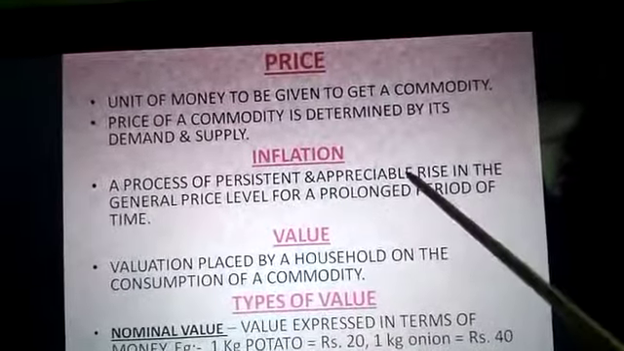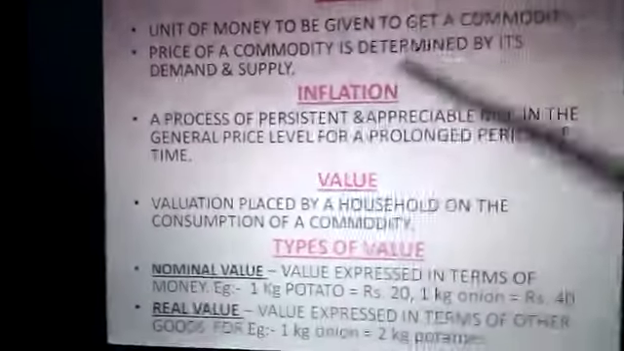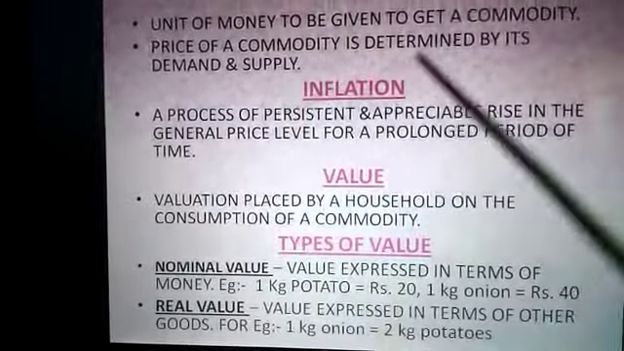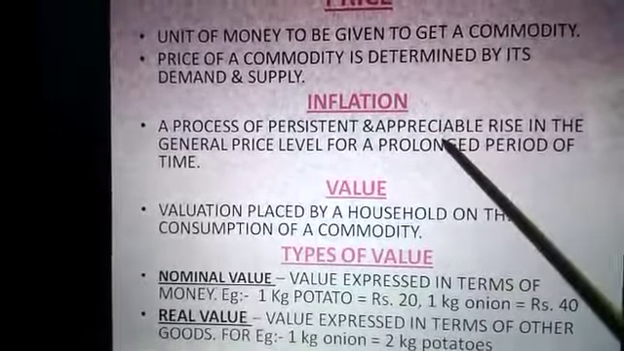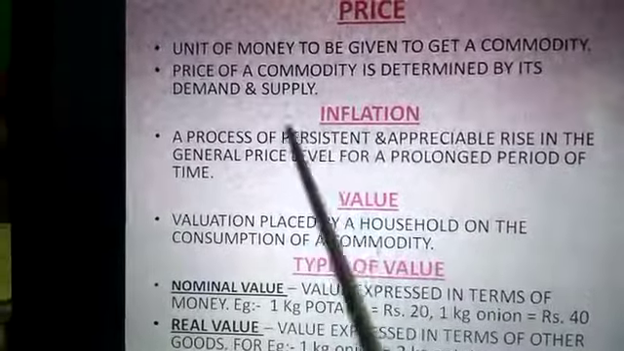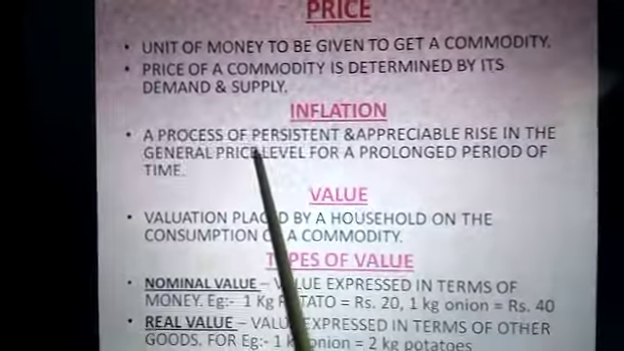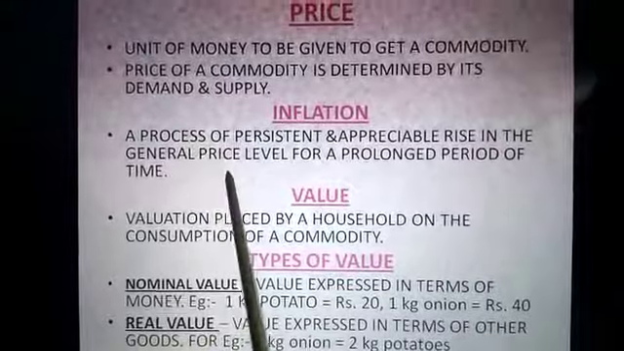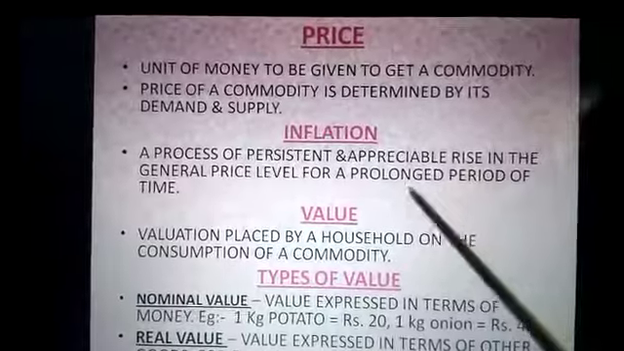When the prices rise, that condition is known as inflation. Now, a simple rise in price is not inflation. A persistent rise in price, that means the price should continuously rise. It should be appreciable. A very small amount of rise in price is not inflationary. There should be a sufficient amount of rise in price. Third, general price level means price of many products or of all the products should increase at a particular point of time. And the price rise should be for a prolonged period of time.